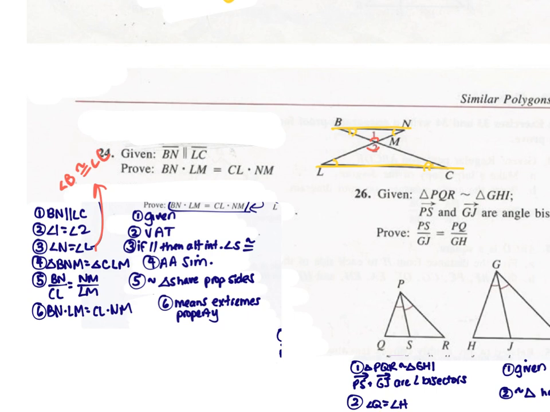Then you can set up your sides. It's proportional because similar triangles have proportional sides. And then if I want to get to the point where I'm cross multiplying, that reason there is means extremes property. You could also say cross product. Okay, that's the same thing. Books give them different names, but that's the same thing.